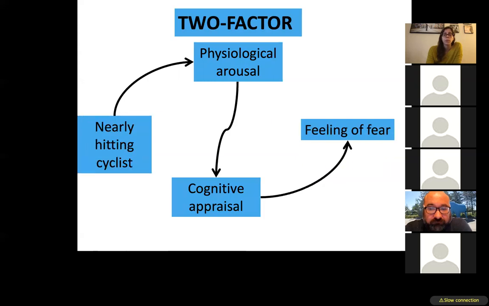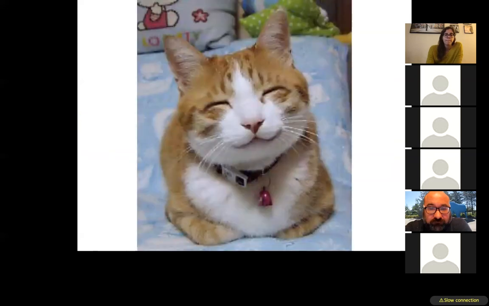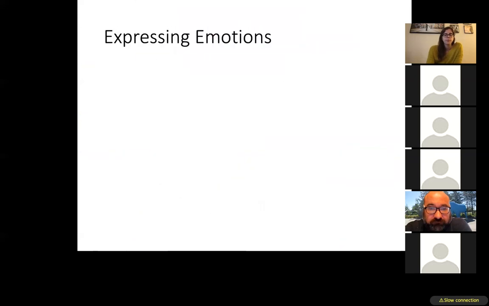Okay, what could be the issues with the other theories? Okay. Any other questions about the theories? All right, so just let me know if they come up. So we'll spend not too long talking about these aspects of expressing emotions, but we will for the rest of the class.